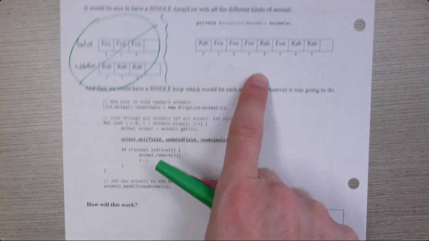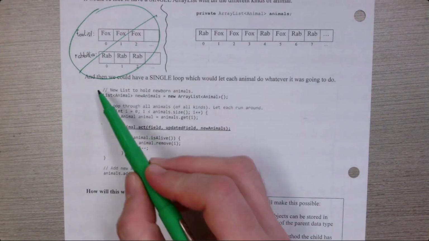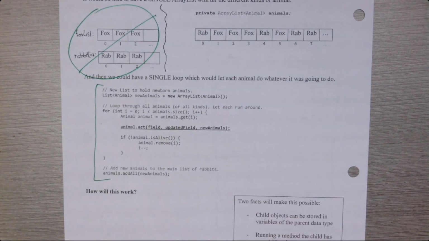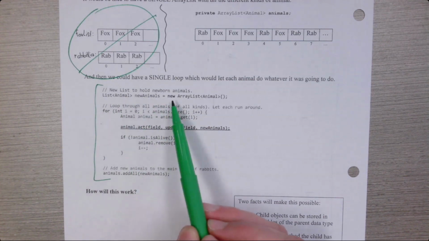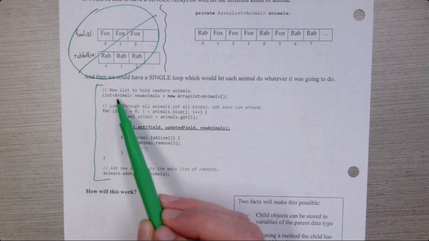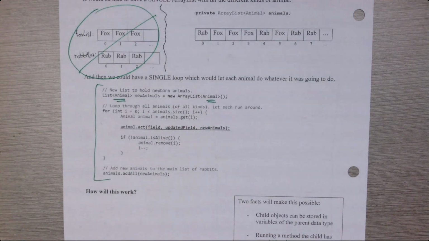So if that's what we're going to do, how is it going to work inside Simulate One Step? So notice these have the same kinds of lines as the front side. So before it said list rabbit, new rabbits equals array list rabbit, and that was for baby rabbits. Here I'm making it data type animal because I don't know what kind of animal it's going to be. It could hold a fox, could hold a rabbit.